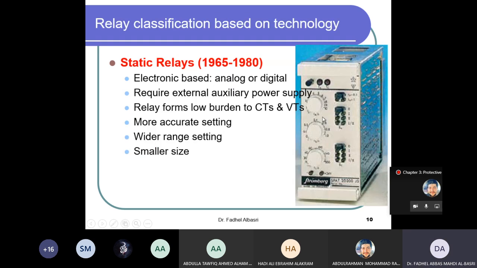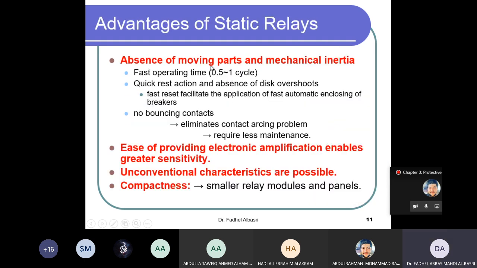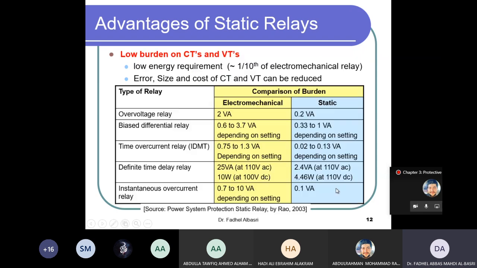However, why the absence of moving bars? Also, the advantage of static relay, absence of moving bars, will lead to faster operating times. It also has no problems of bouncing of contacts, because we have arcing problem, and it requires less maintenance. And also they are compact, as I say, with smaller relay modules and panels.